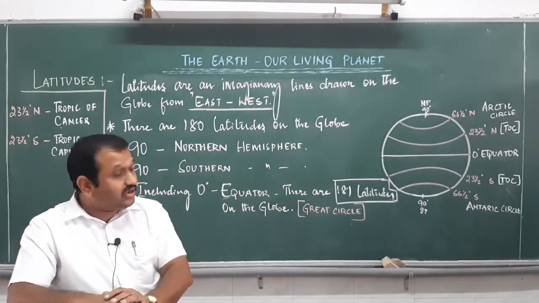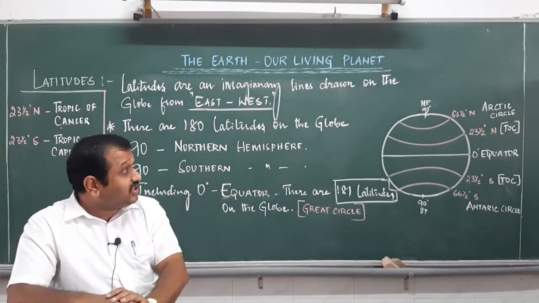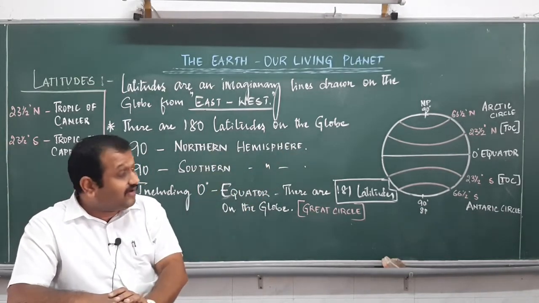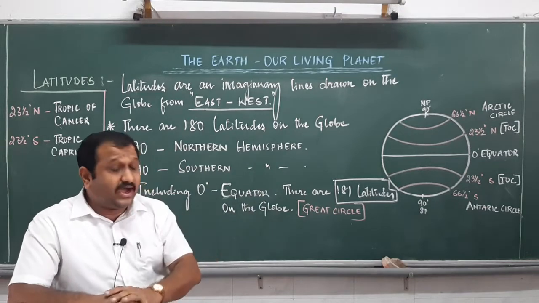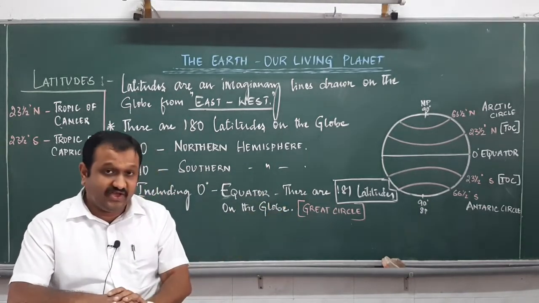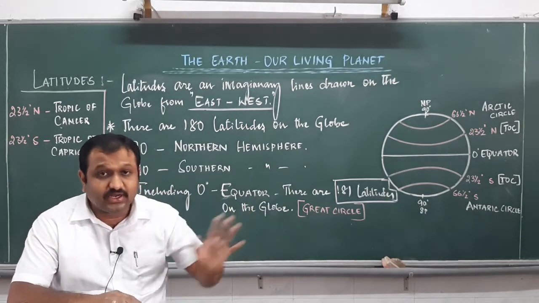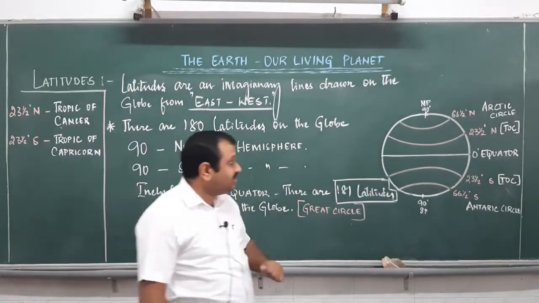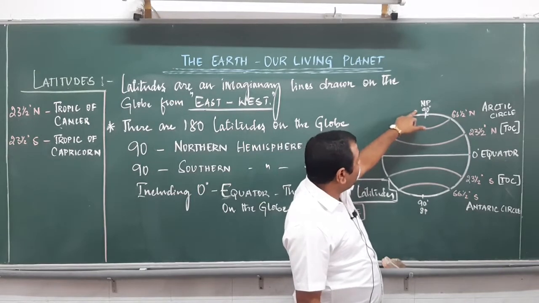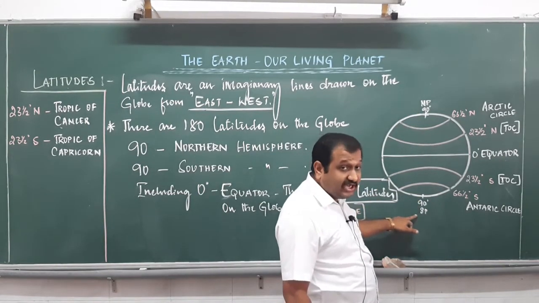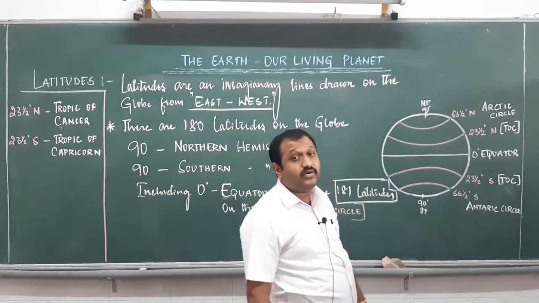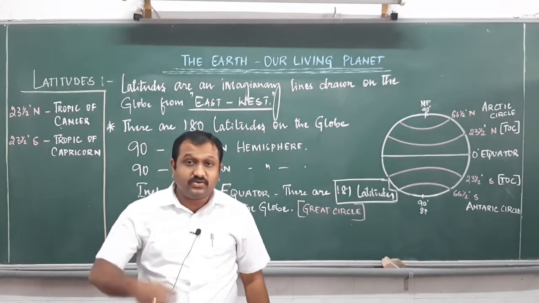0 degree equator, 23.5 degree north, 66.5 degree north, 23.5 degree south, and 66.5 degree south. These are the important latitudes on the globe, and here 90 degree north pole and 90 degree south pole are also among the most important latitudes.